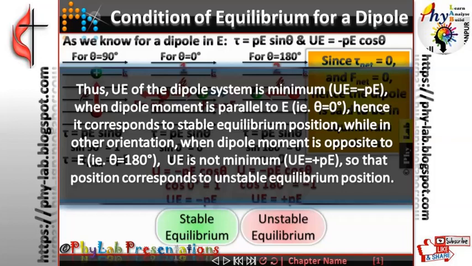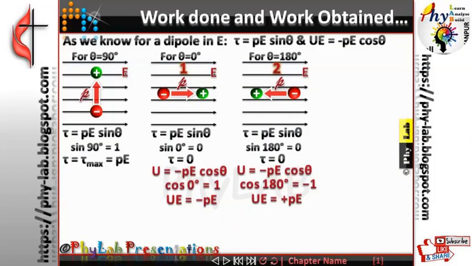When any numerical problem says the dipole is in stable equilibrium or the dipole is in unstable equilibrium, you would be able to understand in what orientation the dipole has been placed. Now let's understand how one can obtain the work, or how work will be done in rotating the dipole, and in what orientation we can say that work has been obtained.